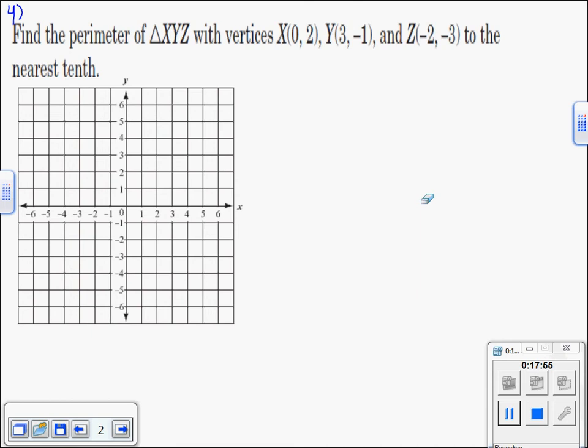So before we do anything, we have to graph this triangle. So corner X is at (0, 2). (0, 2) means go nowhere left and right, but go up 2. So (0, 2) is right there. Now, corner Y, (3, -1), that means go to the right 3, and then go down 1. So that one's going to be right here. And so that's going to be X, and that's going to be Y. Okay, now Z is at (-2, -3). That means go left 2, down 3. So left 2, down 3. 1, 2, 3. So right here. So this is going to be Z.